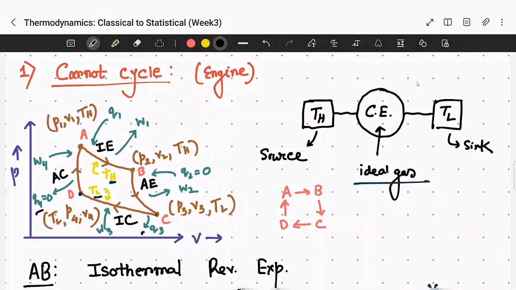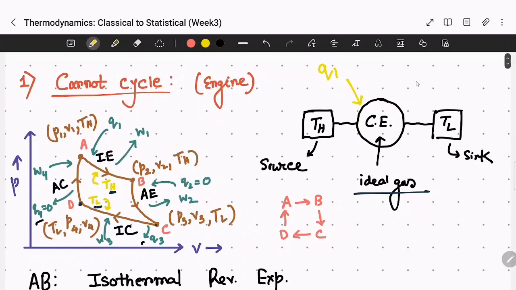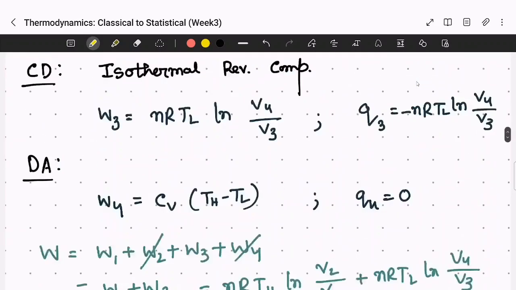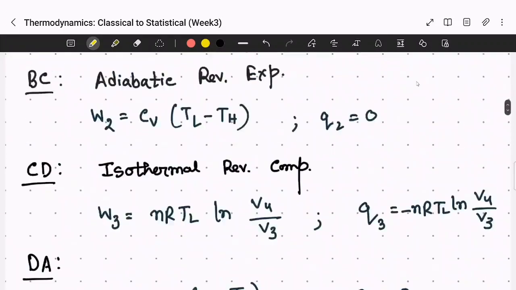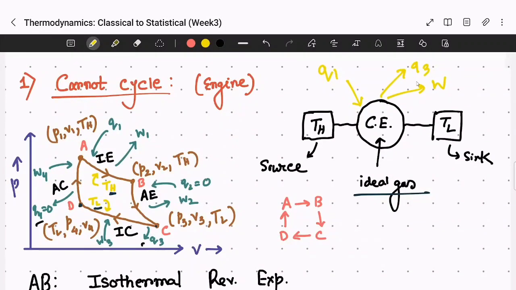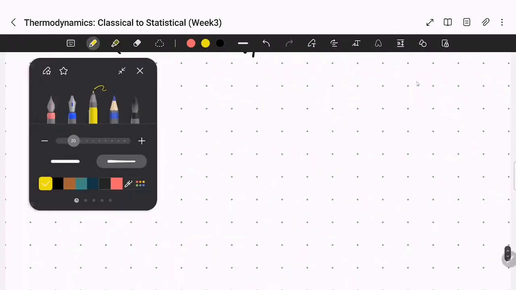So in this engine, you can think like that: you are giving Q1 amount of heat, and you are getting Q3 amount of heat and a total W amount of work. Using this cycle, you can do some work. It means if you have a Carnot engine, a Carnot cycle, and you give some amount of heat, then it will perform some work. That is the basic definition of an engine: it can perform work by using heat. That's why this Carnot cycle is called the Carnot engine.